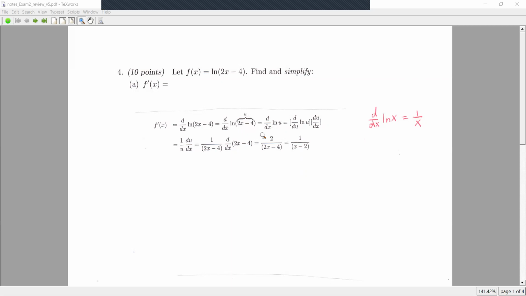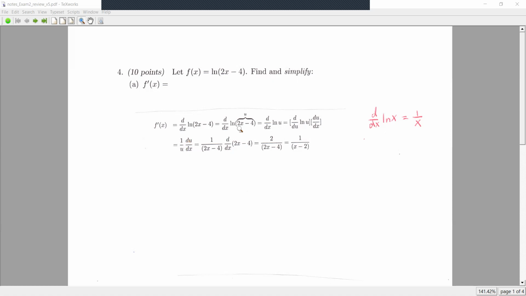Natural log of u, derivative with respect to x. To compute this derivative, I need the chain rule. I insert du to the bottom and to the top and make the derivative become the product of these two derivatives. The derivative of natural log of u with respect to u, by the formula, is 1 over u.